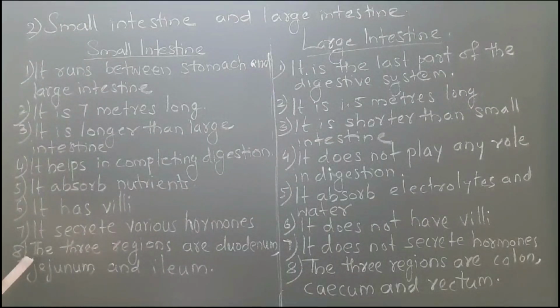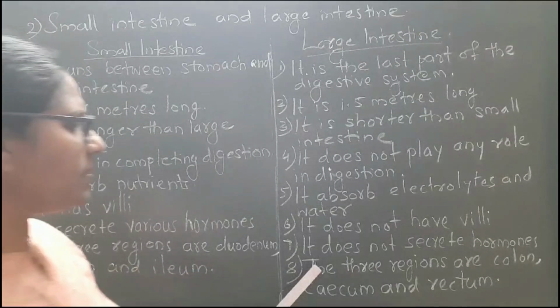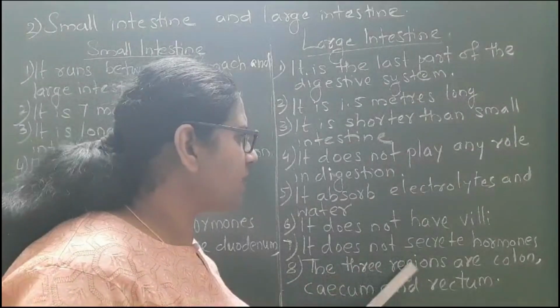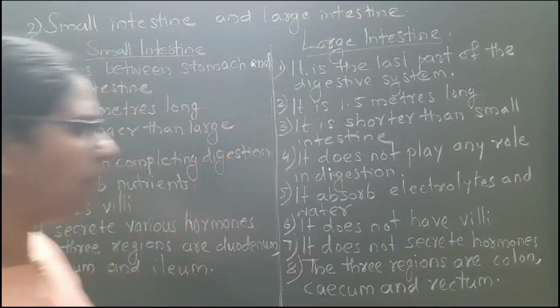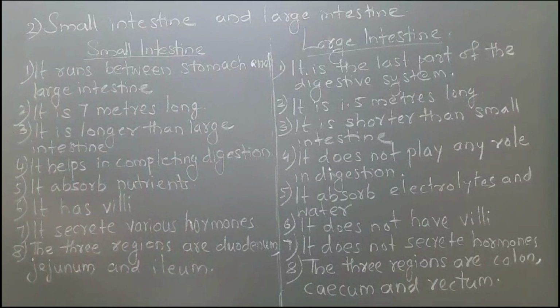Eighth point, small intestine has 3 regions. They are duodenum, jejunum and ileum. Large intestine also has 3 regions. They are colon, cecum and rectum. These are the differences between small intestine and large intestine.